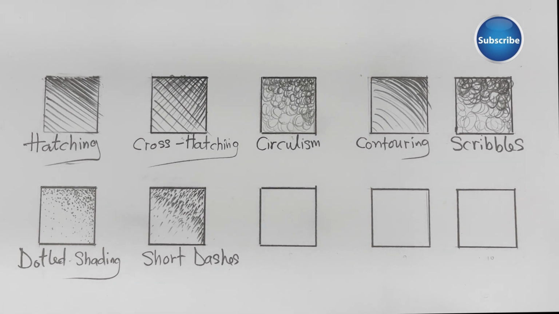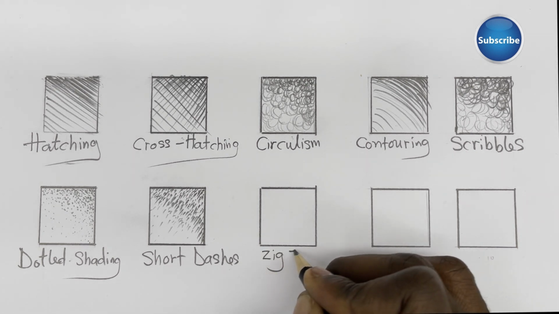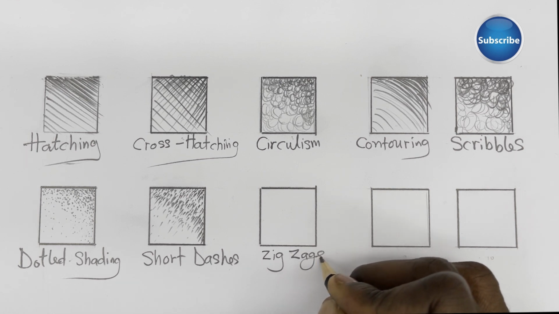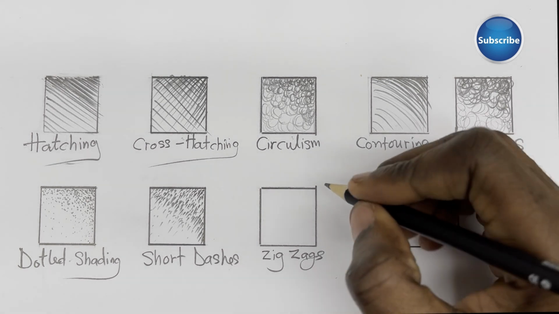Okay, the next one that we're going to look at is the zigzag shading. The zigzag shading is also a kind of shading where we use zigzags to shade. So where there's more zigzag close to each other, it means that's where our dark source is, and where the zigzag is more open, it means there's more light there. So let's have a look at how it works.